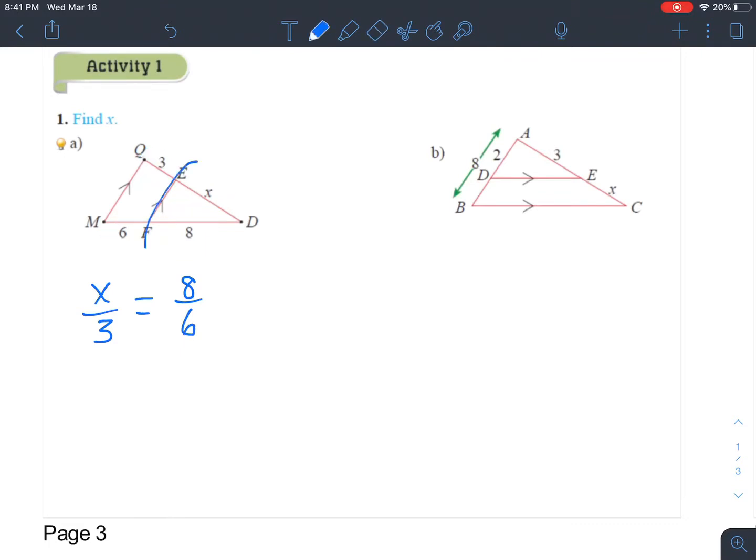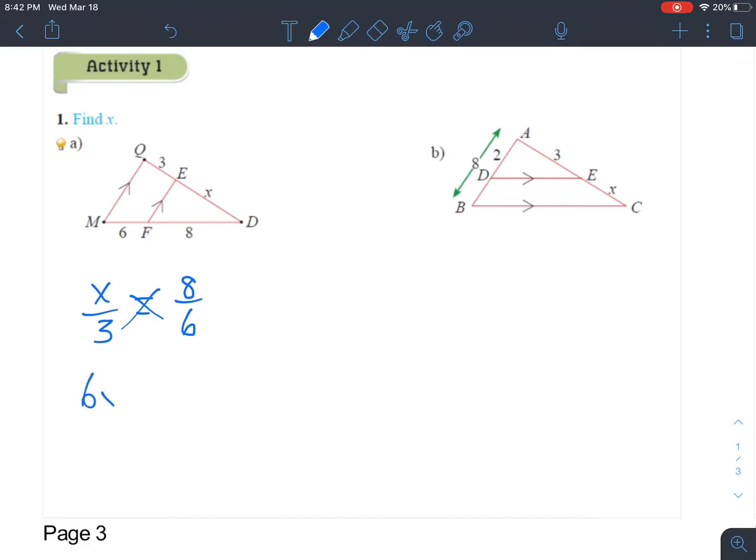Now we have to be careful when we set this up, because if you notice, 8 and x are part of the small triangle that's on the right side. So that means we need 8 and x to both be on the same side of their fractions. In this case, I put them on the top for both fractions. And in the other case, 6 and 3 are part of the short segments in the picture, and therefore they must be together on the bottom for both fractions as well.